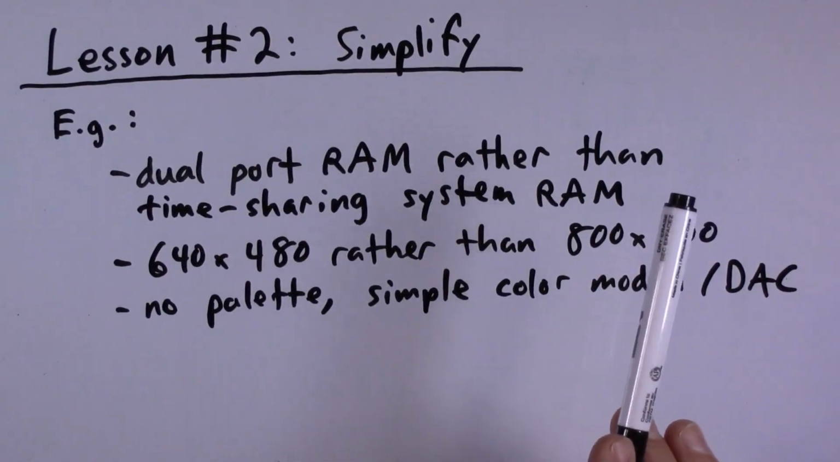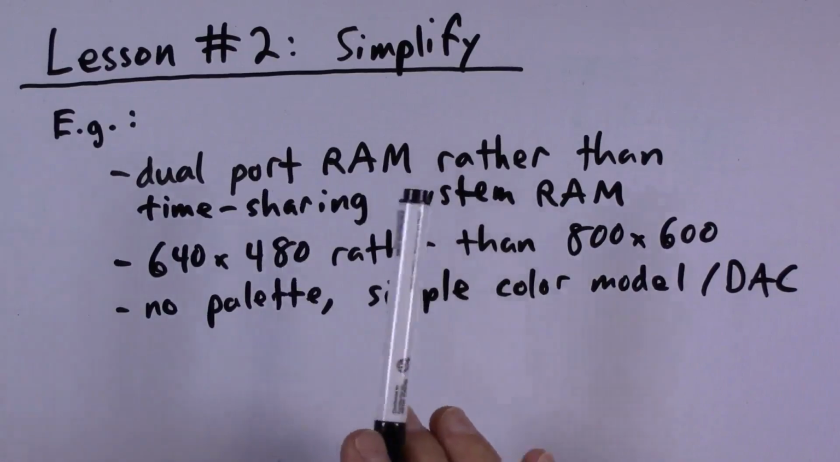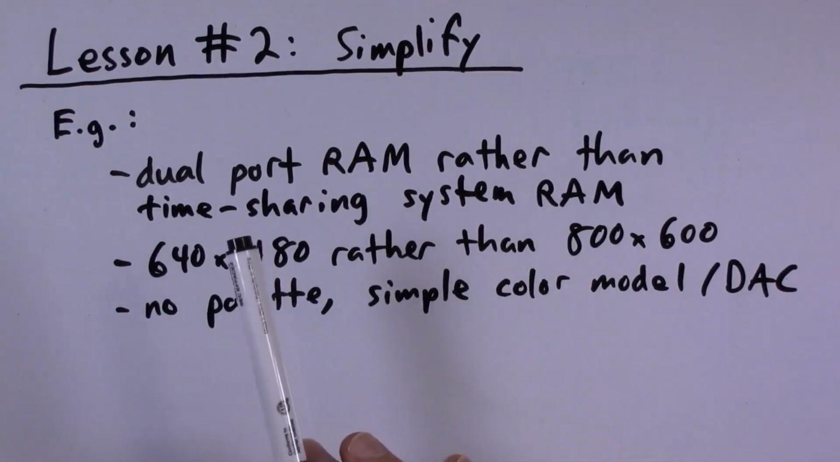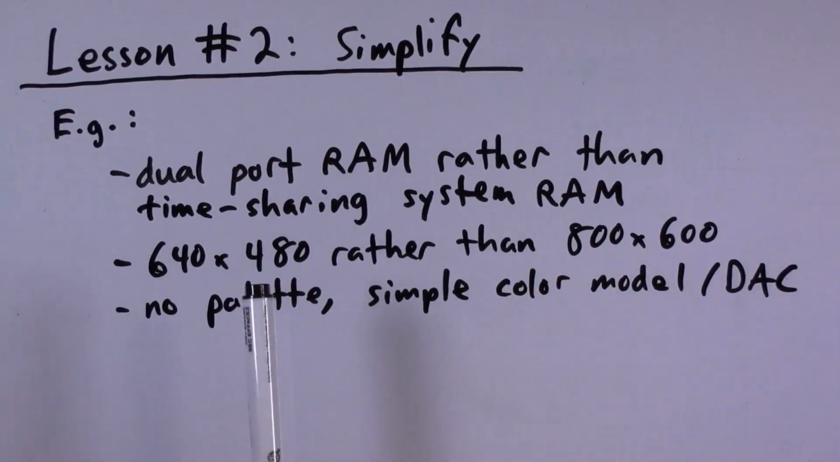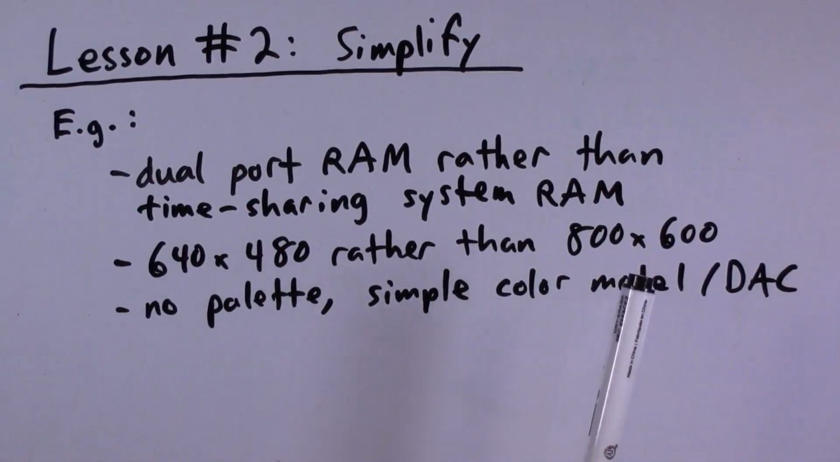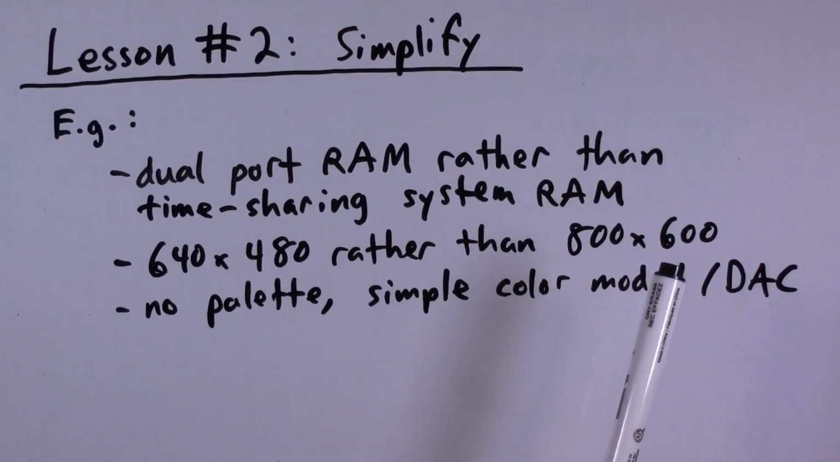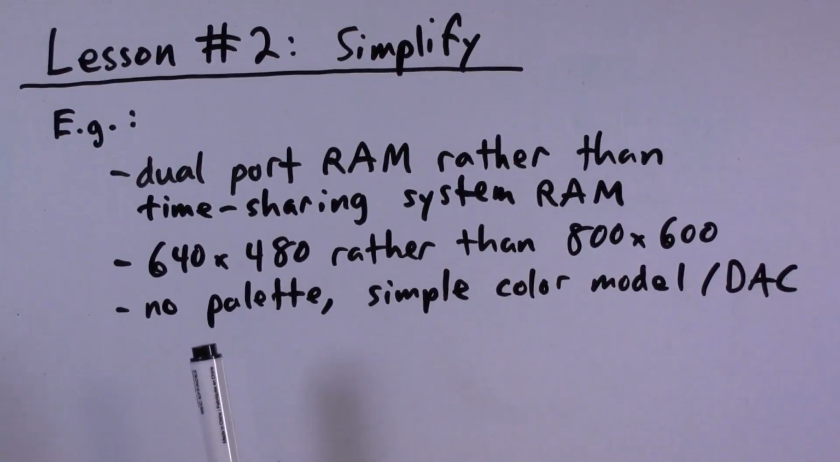So a few things that I did in this project are using dual port RAM rather than trying to timeshare the system RAM, which would have been more complicated, using 640 by 480 mode rather than any of the super VGA modes like 800 by 600. I simplified the color model, and I didn't have any provision for a color palette in this design, and all of these simplifications made the project more straightforward and I think contributed to the ultimate success.